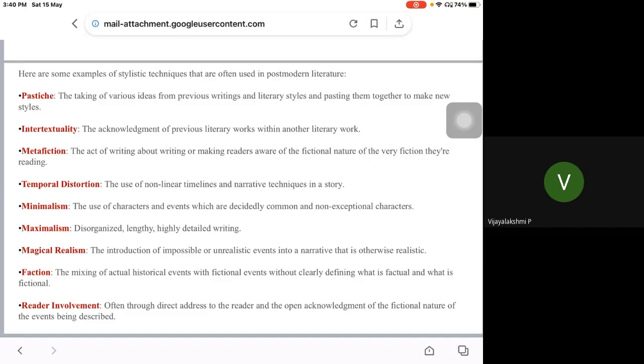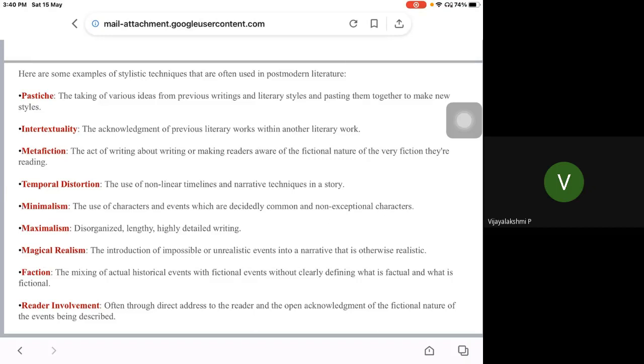So the writer does not try to make the reader believe that this is real. The writer tries to make the readers understand that this is fiction. This is about fiction. So that is metafiction, the fictional nature of what they are reading. Okay? Metafiction. Then they also use temporal distortion.